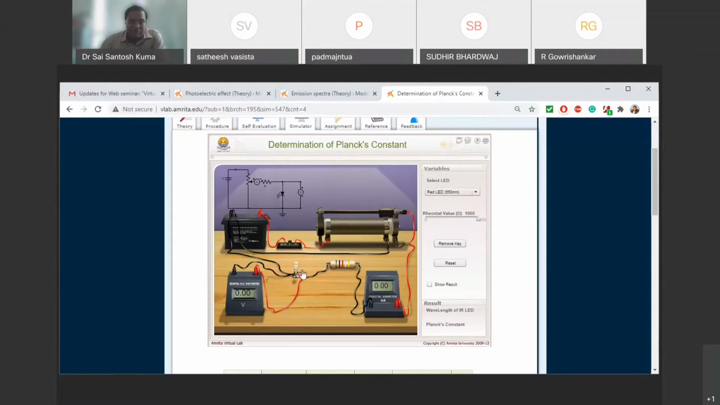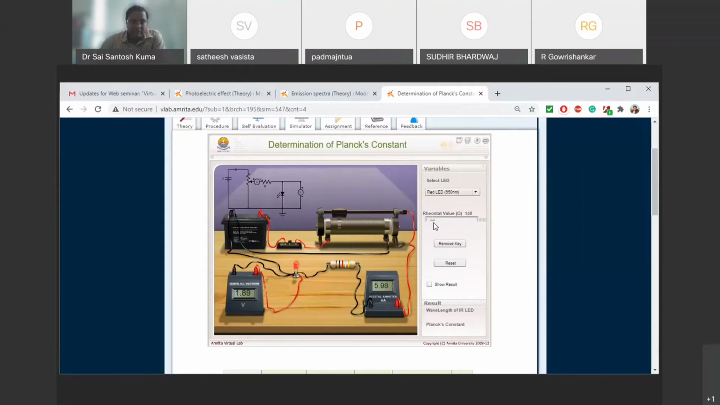Once you insert the key, then everything is ready. Then you have the option of putting in the color, whatever color you want. Let's start with the red LED. What I do is I change the rheostat. Keep noting the output voltage is changing as I change the rheostat, but there is no current in the circuit. No current, no current.